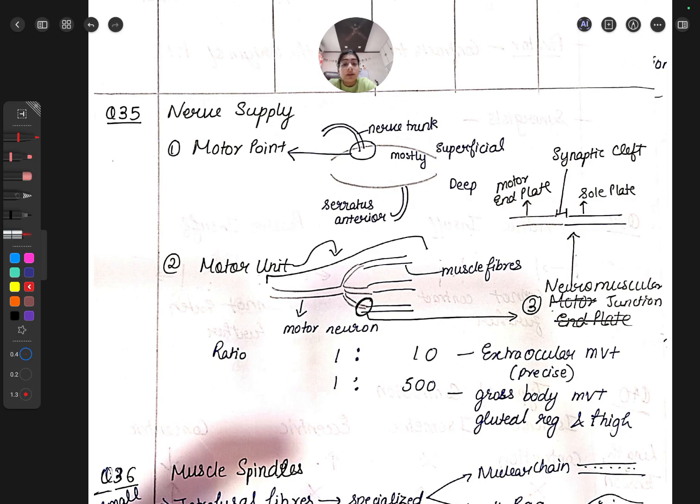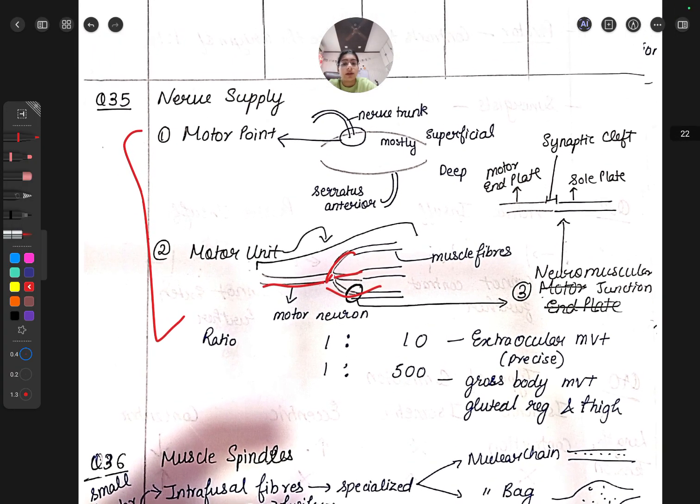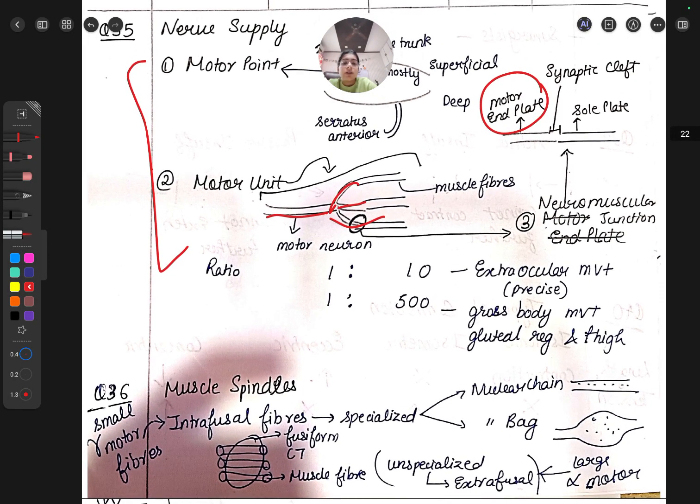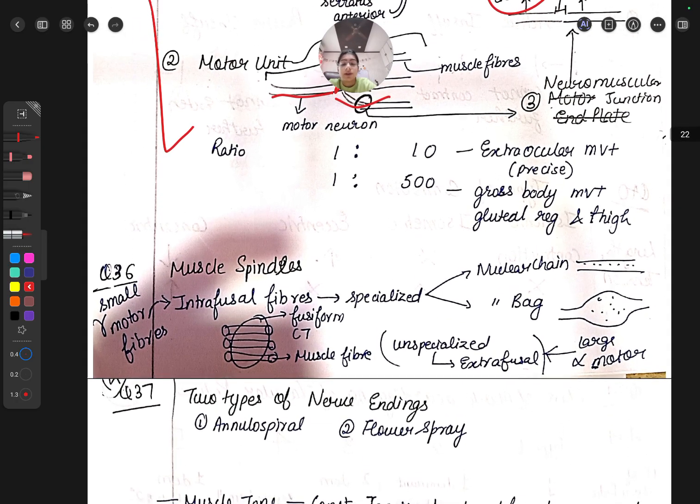Now, in the nerve supply, this is a very important difference, and many students don't know this, right? Motor point is where one nerve trunk is coming and which muscle it is supplying, right? That specific point. Motor unit is one motor neuron coming and all the muscle fibers it is supplying, right? This is the motor unit. Motor end plate is the neuromuscular junction. Motor unit can be 1:10, 1:500 according to the preciseness of the action which the muscle is performing.